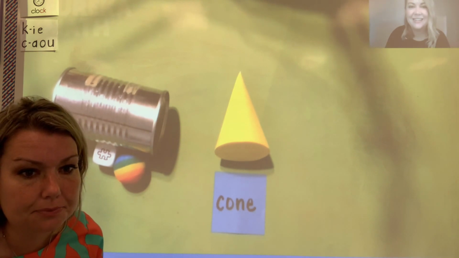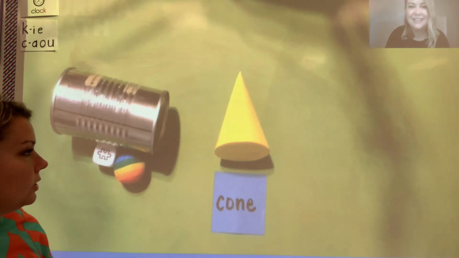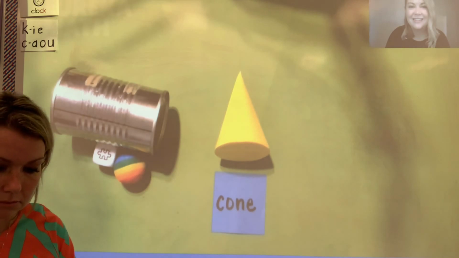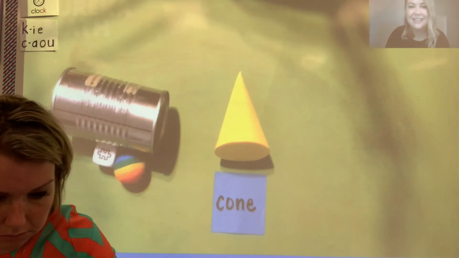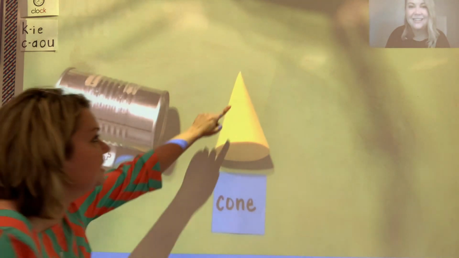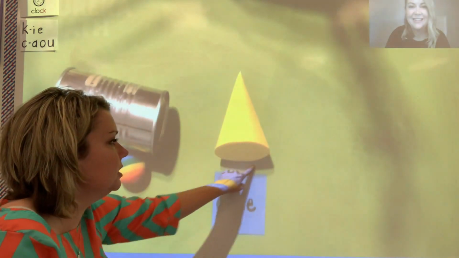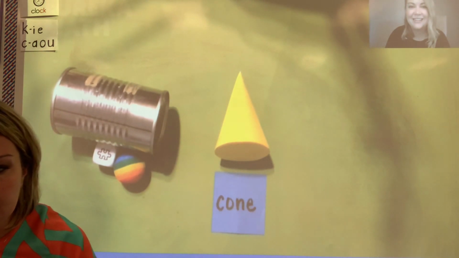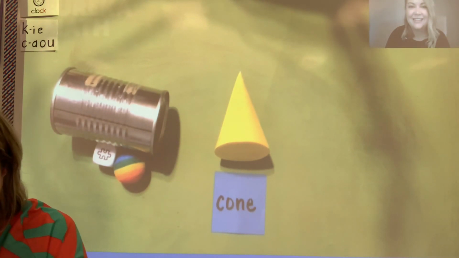Let's see. Adeline, what do you notice about the cone? At the top it's pointy and the ball is rolling. Okay, the top is pointy and this part can roll. Very good. Let's mute our microphones and see what Ms. Hawkins says.